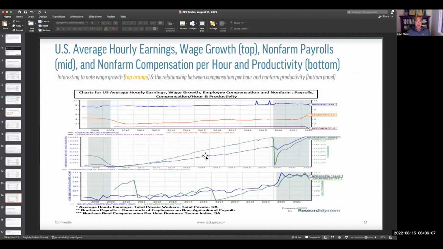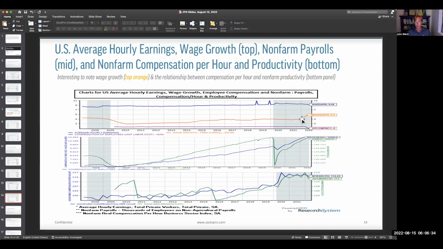All right, average earnings and compensation. This is the wage growth story up here. You can see wage growth is picking up now. That's this line. And it's interesting to note the relationship between compensation and productivity down here. These tend to track one another, and they're back to tracking one another, but compensation is trying to catch up to those prices. So this is all about that pricing.